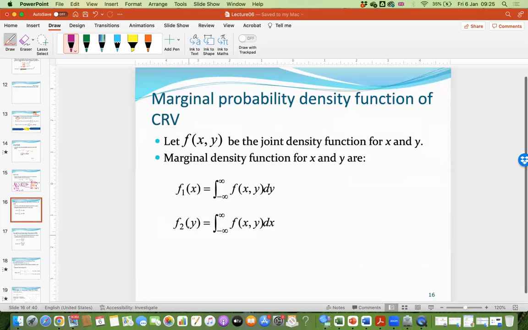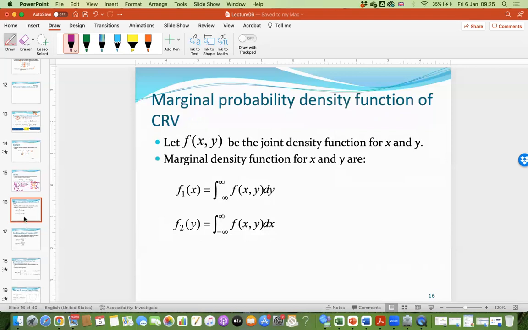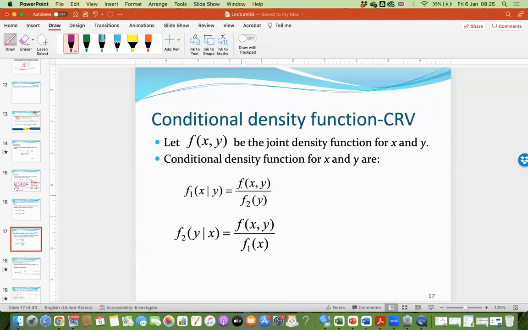When I would like to find the marginal probability density of y, x is changing, like I mentioned for the discrete random variable, and therefore we integrate dx for the marginal of y. Is that okay? Quite simple to remember. I will give you some examples later, but remember this concept. For the continuous conditional density function, it's the same thing, but you need to find the marginal probability.